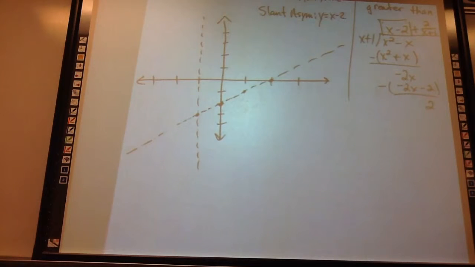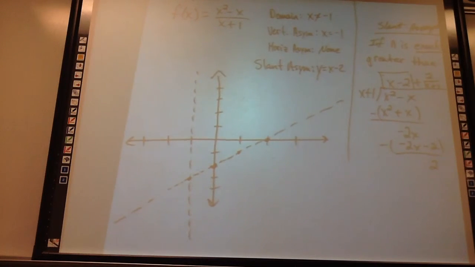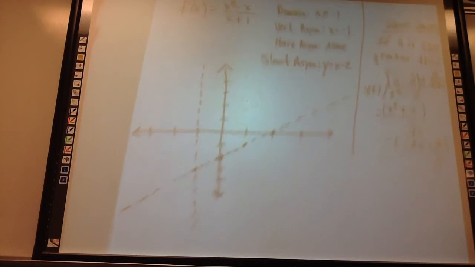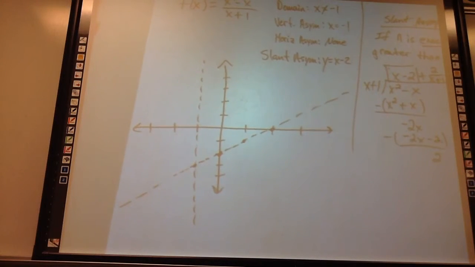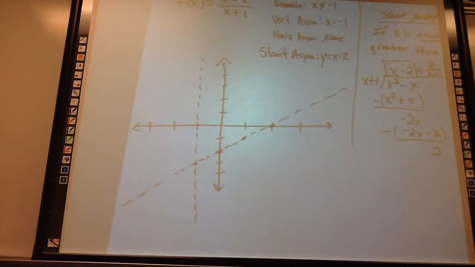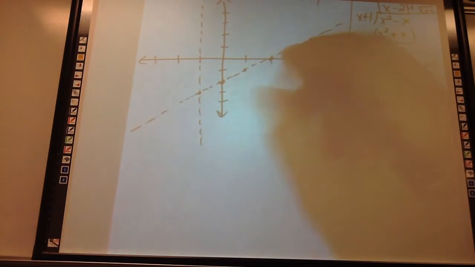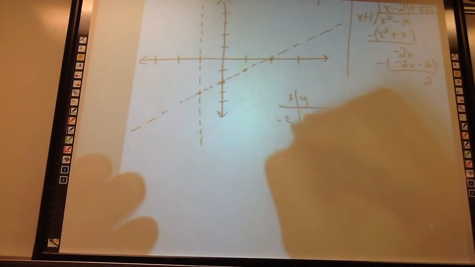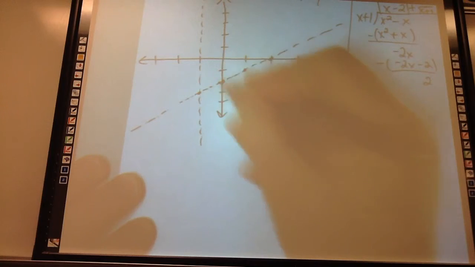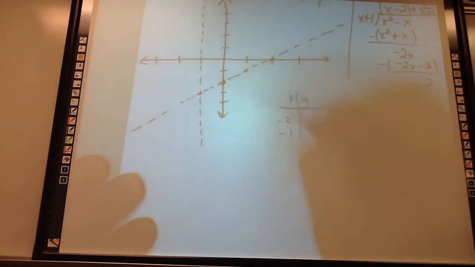Wait, can you get that back? What are we doing? Do all of these? Now, plug in points. Probably take like negative 2, negative 1. Not negative 1, negative 3.